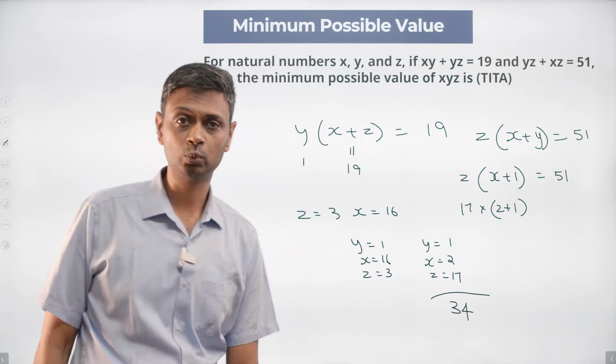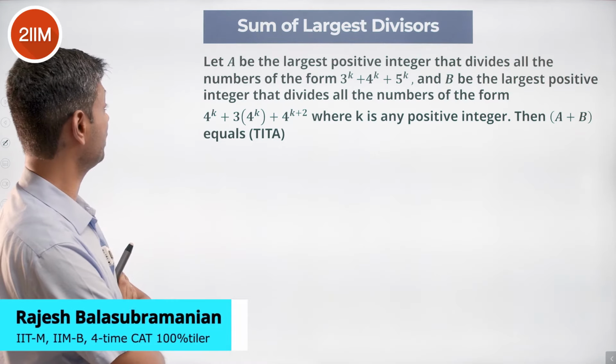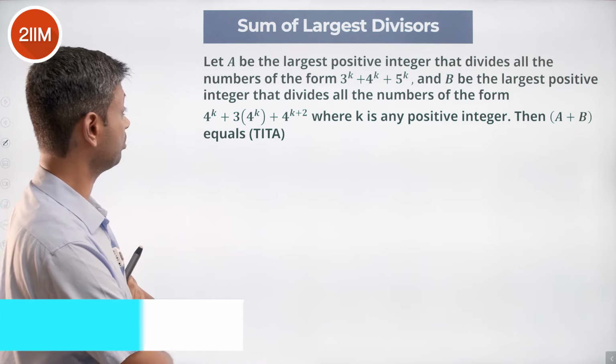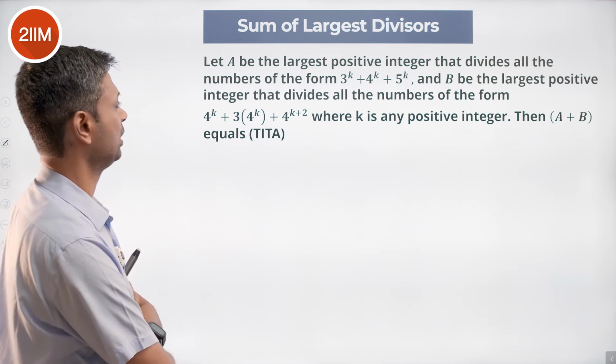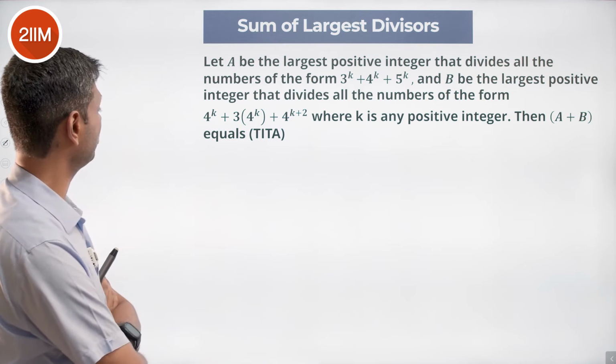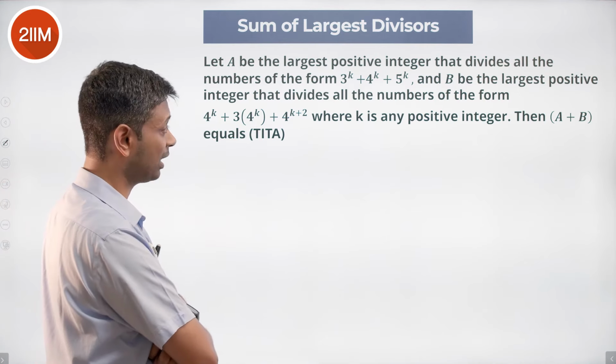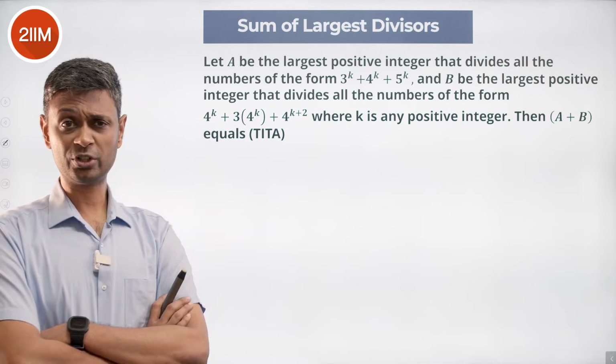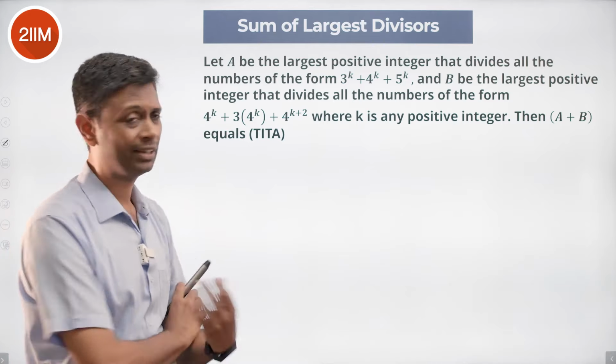Lovely, done, true. Let A be the largest positive integer that divides all numbers in the form 3 power k plus 4 power k plus 5 power k. B be the largest positive integer that divides all numbers in the form 4 power k plus 3 times 4 power k plus 2, where k is any positive integer. Then what is A plus B?